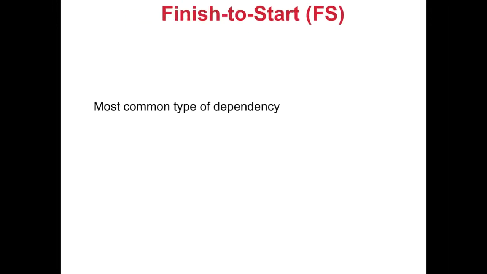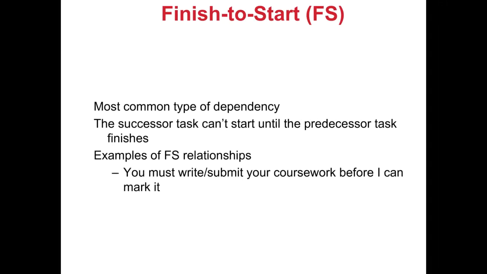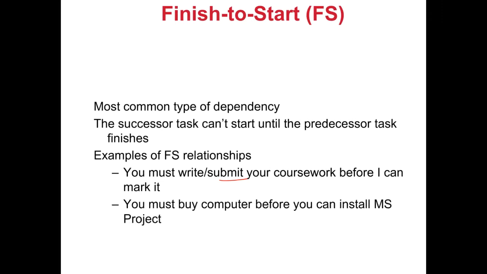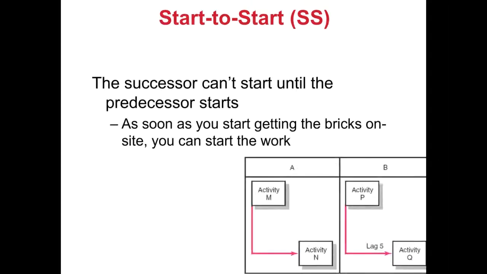So finish to start is the most common type of dependency. The successor task cannot start until the predecessor task is finished. Examples of a finish to start relationship could include things like you must write your coursework before I can assess it. So my assessment is based on you completing the coursework and then handing it over. Or you must buy a computer before you can install software on this computer. Once you have submitted the coursework, there will be a time lag of 14 days prior to the result being announced. Okay, these are a few examples.